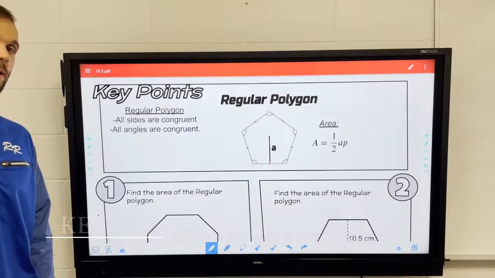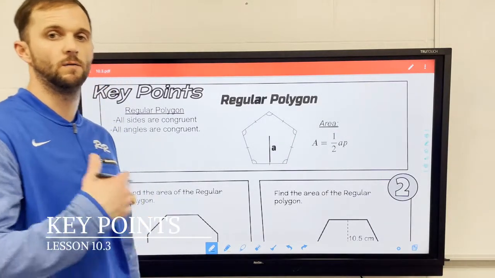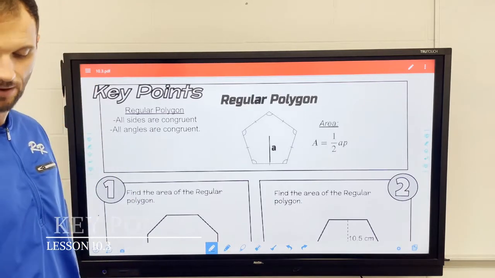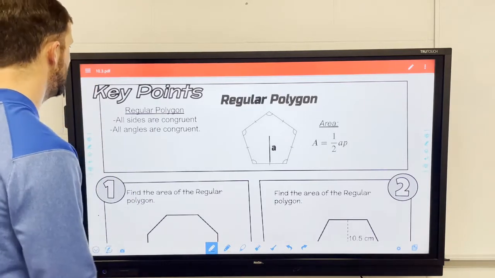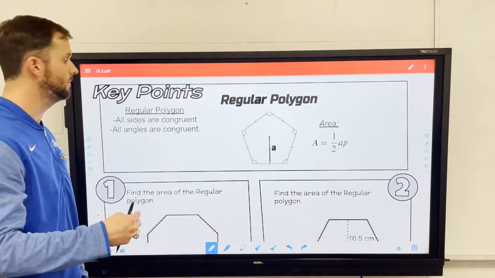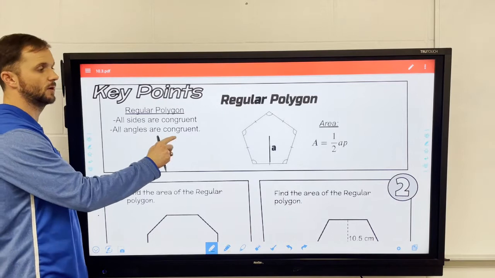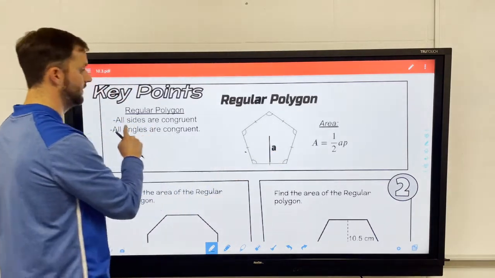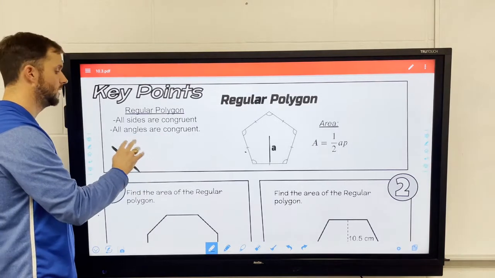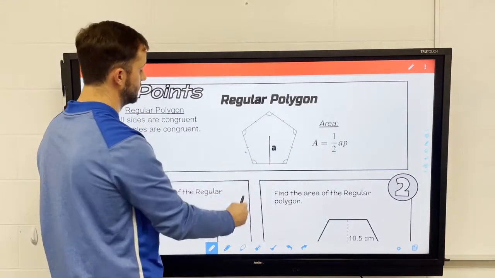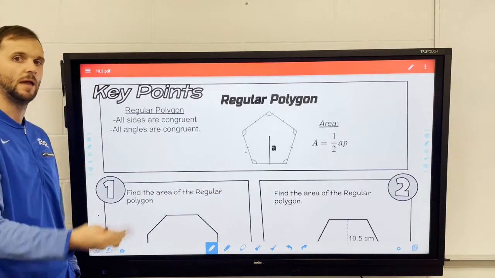All right, so before we can get into the formula of a regular polygon, we first need to talk about what I actually mean by regular polygon. A regular polygon is a closed shape where all of the sides are congruent. If you look, there's a little notch on all of these sides. That means all of the sides are congruent, which also means all of the angles are congruent. You see there's one notch on all the angles. So all sides and all angles are congruent.